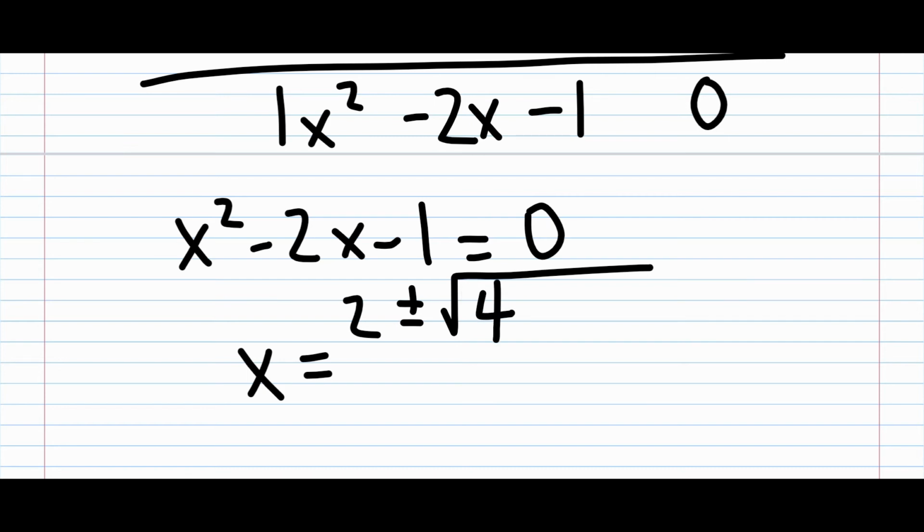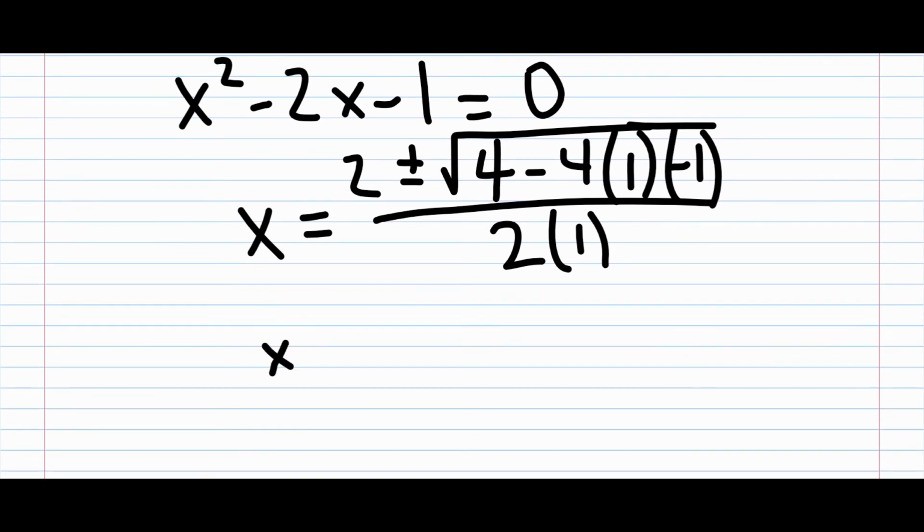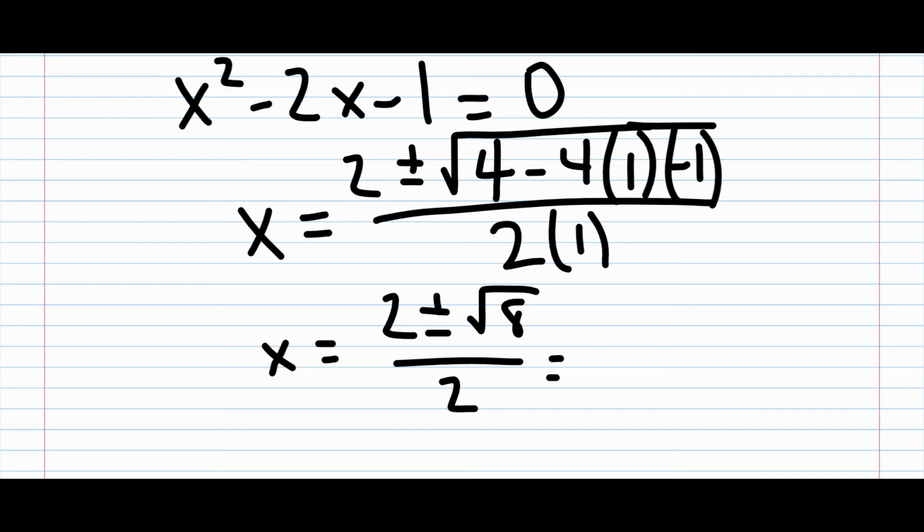So the opposite of b, plus or minus the square root of b squared minus 4 times A times C, all over 2 times A. And when you do that, you get x equals 2 plus or minus the square root of 8 over 2, which you can simplify down to 1 plus or minus the square root of 2. And those two values actually are going to match.